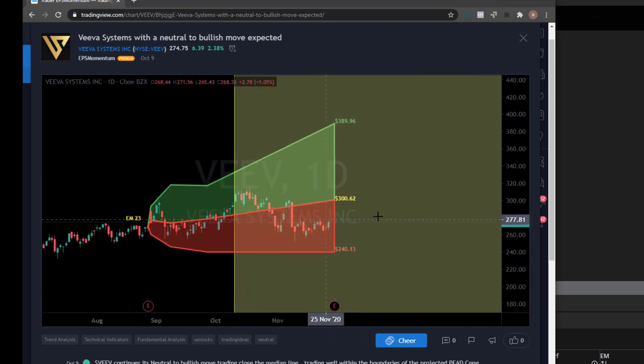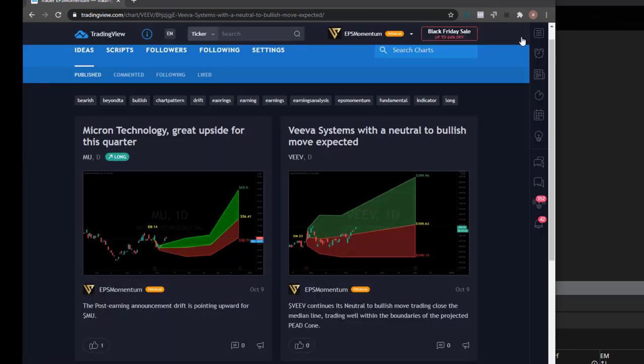So the interesting thing is, you see where potentially the stock could go, right? So you can design your strategy that way. You can trade options, puts or calls, to go with your stock. And that's what EPSMomentum is all about.